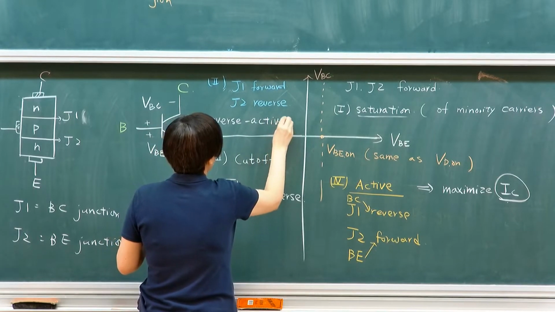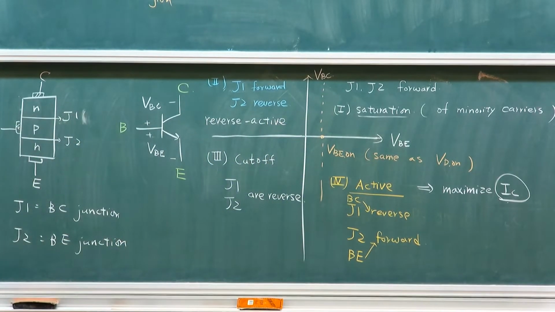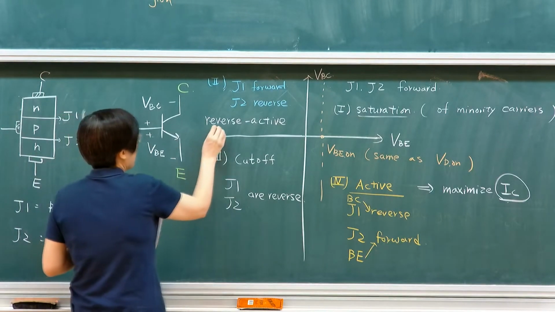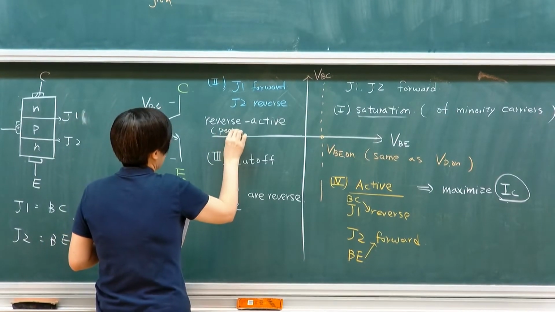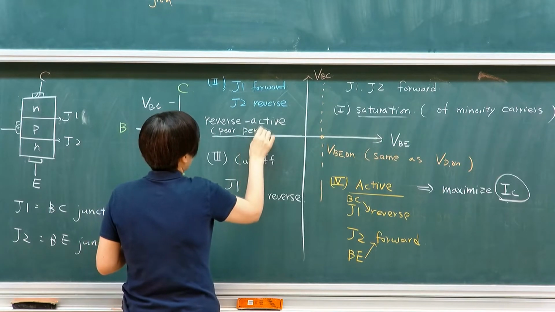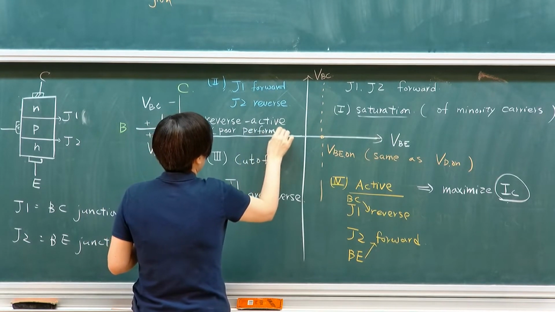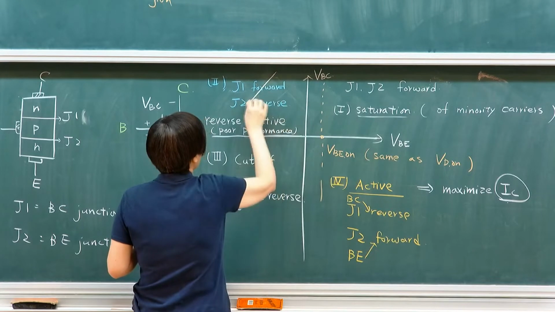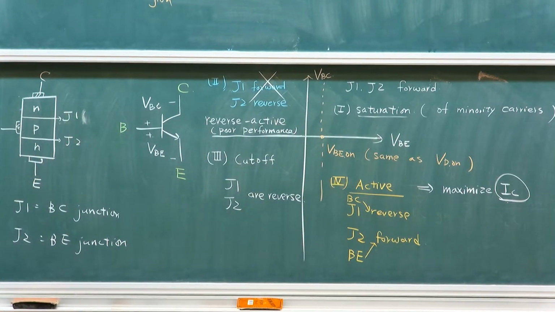It doesn't mean that it won't allow you to have a current. It's like when you make a device and you're not operating in the right direction. You're sort of upside down, so it's poor performance. It still works, but it's poor performance. We're going to talk about why later. So you typically don't want it to operate in reverse active unless you make a mistake. This will only happen when you make a mistake.